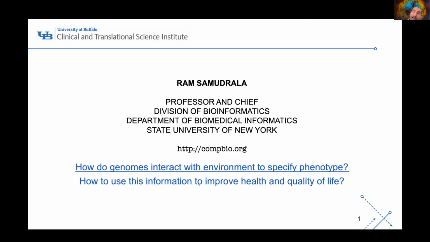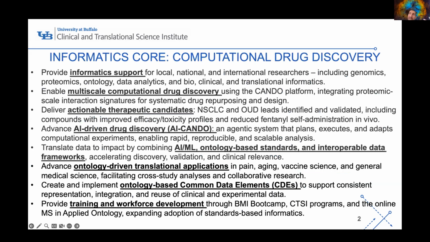I'm also the co-director of the informatics core at the Clinical and Translational Science Institute. This is funded by a very large grant called the Clinical and Translational Sciences Award, and this brings a lot of people together to make sure that clinical and translational science at UB is nurtured and encouraged. There's a lot of research, both in terms of translational research and also translational science, happening here.